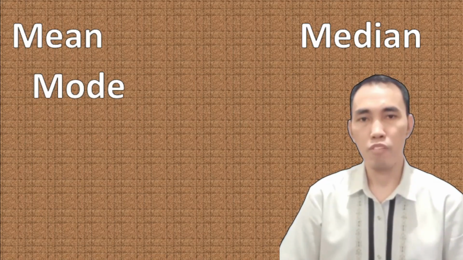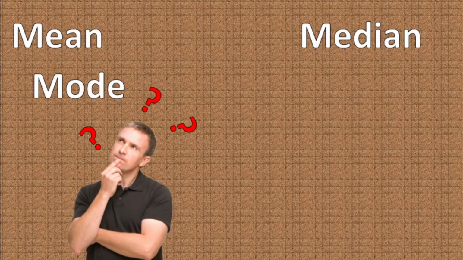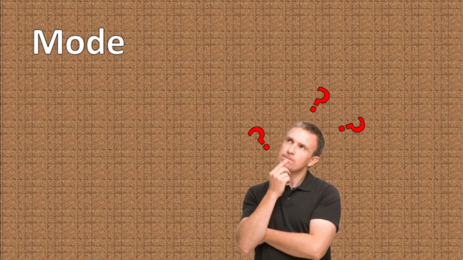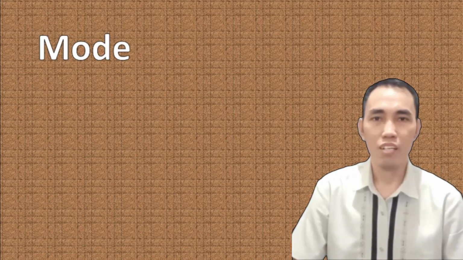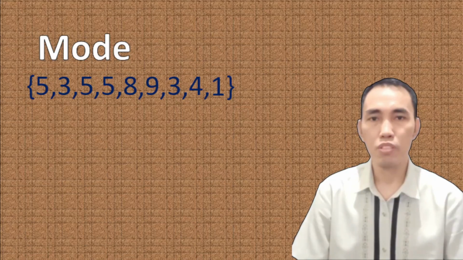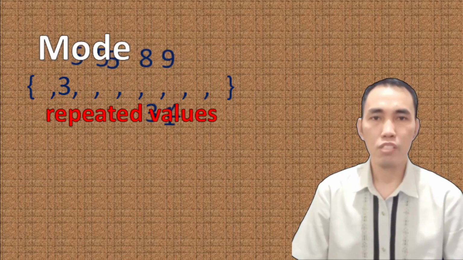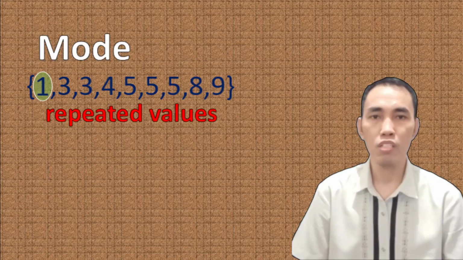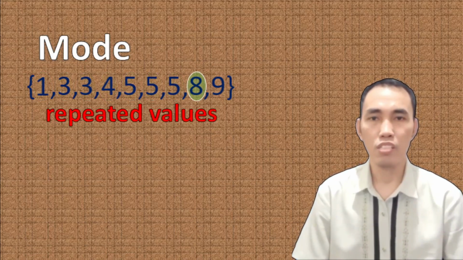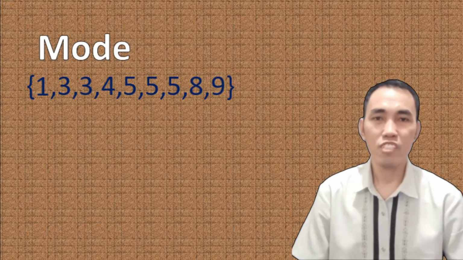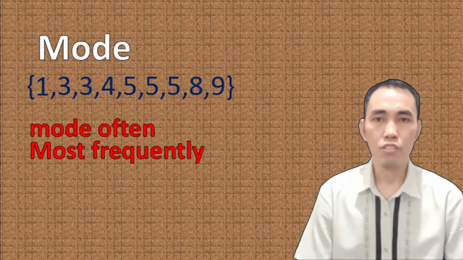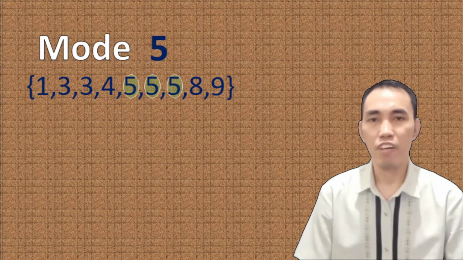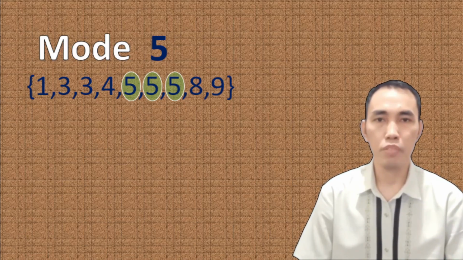But what about the mode of a dataset? What does that mean? Well, mode is just a technical word for the value in a dataset that occurs most often. This set has 9 members, but some of the values are repeated. If we rearrange them, you can see that there's 1 1, 2 3s, 1 4, 3 5s, 1 8, and 1 9. The mode of this dataset is the value that occurs most often or most frequently. So that would be 5, since there's 3 5s.